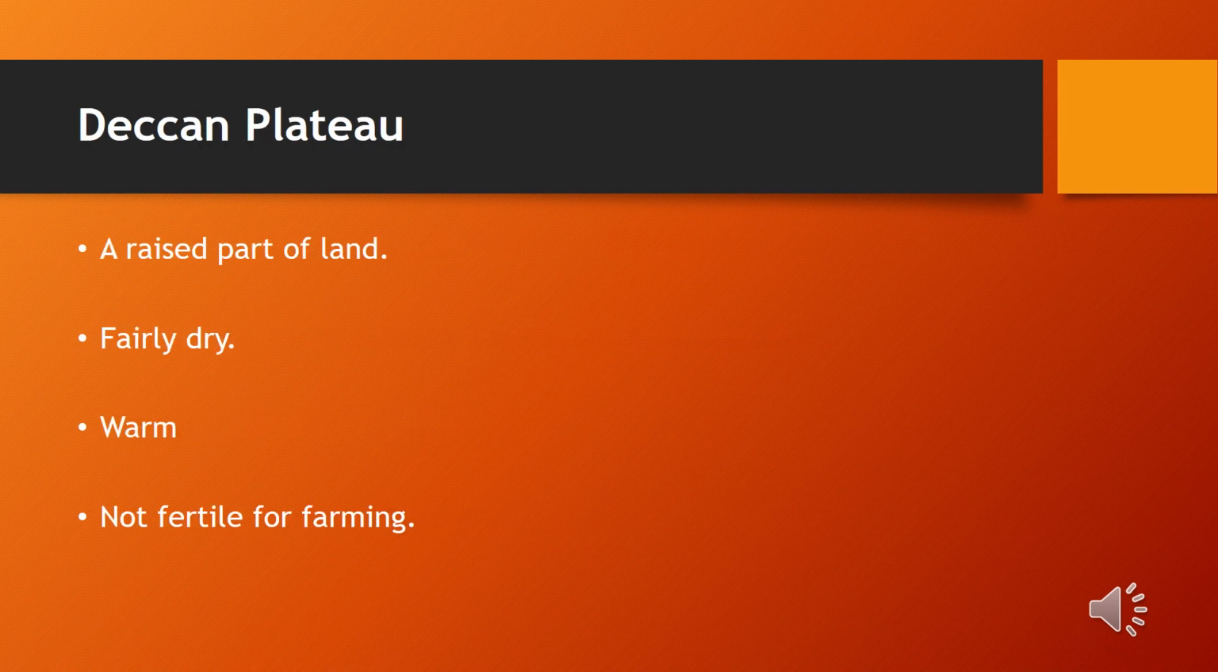A plateau is a raised part of land above the sea level. Deccan Plateau is a fairly dry area with about 1,500 mm of annual rainfall. It is generally a warm area and unsuitable for farming.